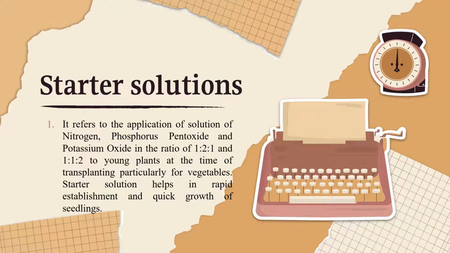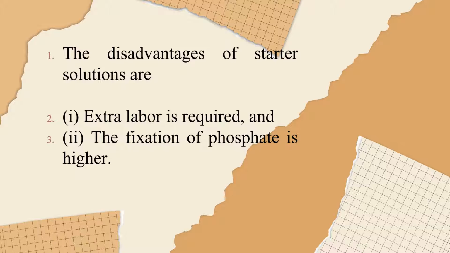Starter solutions. It refers to the application of a solution of nitrogen, phosphorus pentoxide and potassium oxide in the ratio of 1:2:1 and 1:1:2 to young plants at the time of transplanting, particularly for vegetables. Starter solution helps in rapid establishment and quick growth of seedlings. The disadvantages of starter solutions are extra labor is required and the fixation of phosphate is higher.